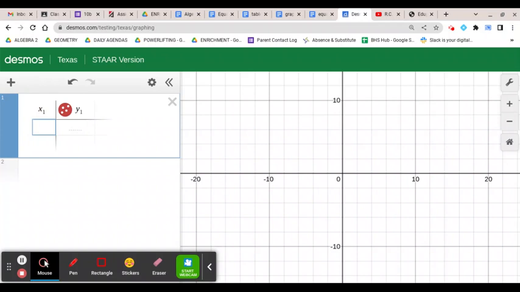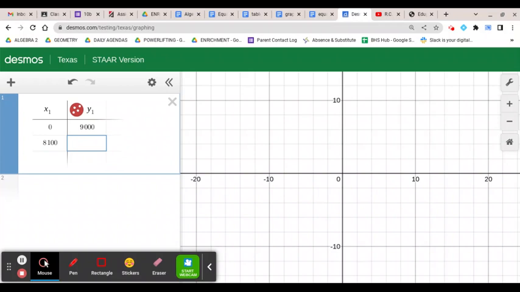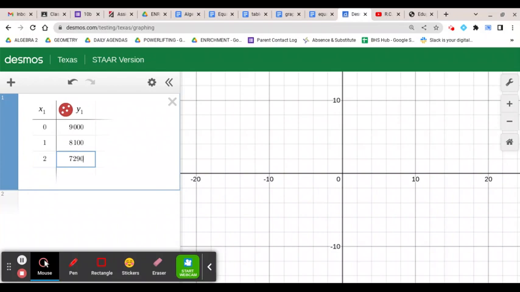Now, also, guys, my Algebra 2 people struggle with this too. Make sure you don't use the commas when you type the numbers in because it won't recognize it. So what we're going to do is plot this table that we're given. We have 0 and 9,000, 1 and 8,100, 2 and 7,290, and 3 and 6,561. Please take a moment and type that in.